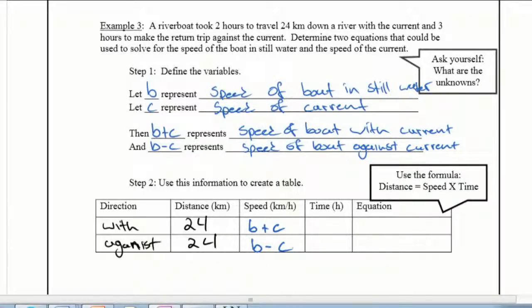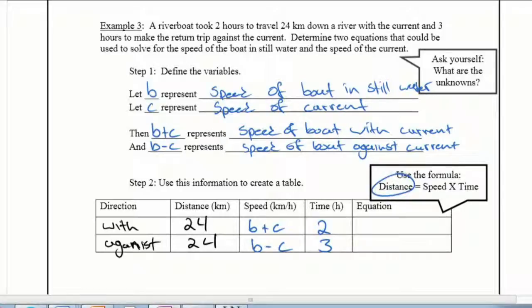When we travel with the current, it takes 2 hours, and when we travel against the current, it takes 3 hours. So we're just taking information from the question. This is perhaps the tricky bit. We're going to take the time we traveled, multiplied by the speed, so we're going to use speed times time to give us a distance.